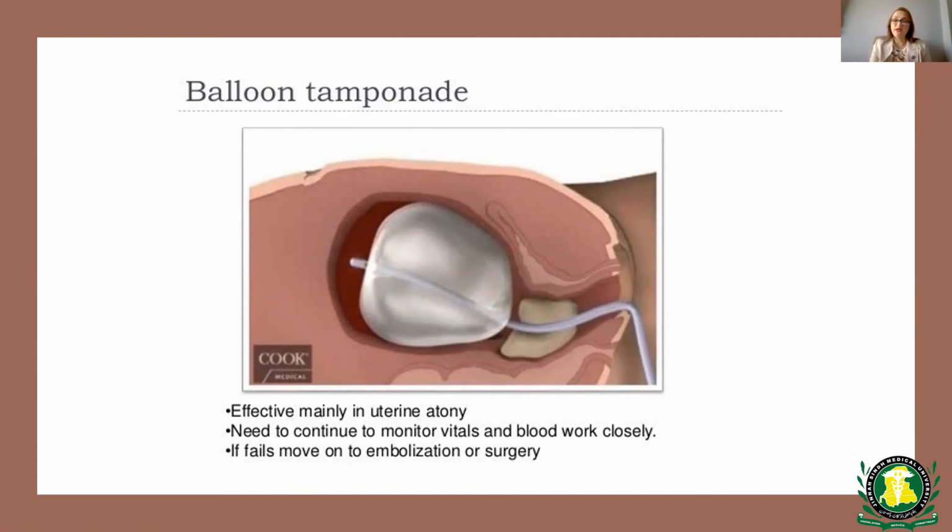Whichever way it is, this is how it is inserted through the vagina, through the cervix, and then it is inflated under ultrasound guidance, so that you know that it is occupying the major length and width of the uterine cavity. You leave it like that for 24 to 48 hours till the PPH stops, and then you deflate it and take it out. It is effective mainly in uterine atony. You need to continue to monitor the vitals and blood work closely, and replace any blood or any consumption coagulopathy. And if the tamponade fails, then obviously you need to move on to embolization or to surgery.